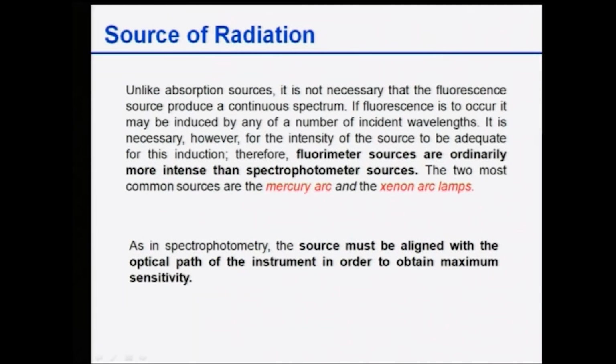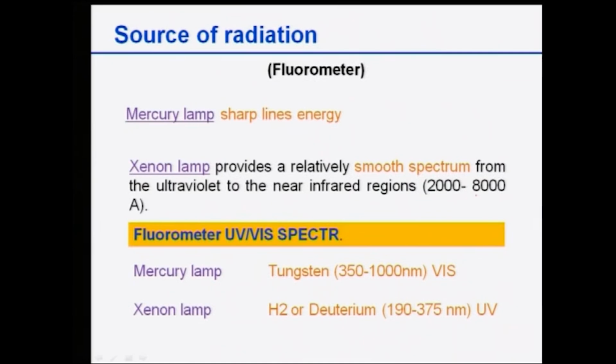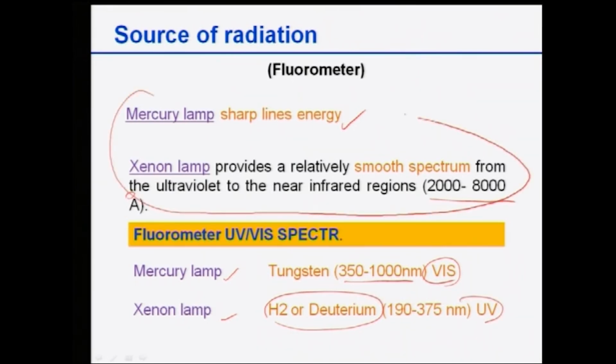What kind of radiation sources do we use? Unlike absorption sources, you need sources suitable for fluorescence. Normally the two most important sources used are mercury arc and xenon arc lamps, and there has to be maximum sensitivity. Mercury lamps give sharp line energies, xenon lamps provide a relatively smooth spectrum, very large, 2000 to 8000 Angstrom. For fluorometer and UV visible spectroscopy you have mercury lamps, xenon lamps both, you have tungsten as I discussed for visible, and deuterium is used for UV. So, these are all used in the fluorometer.